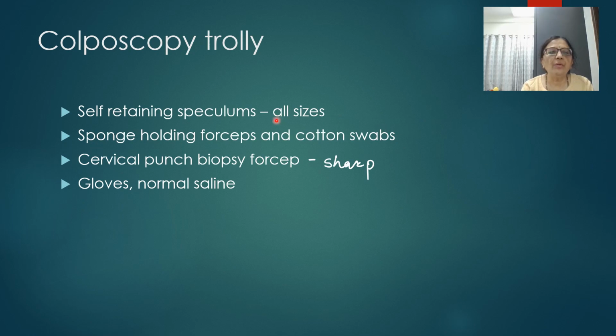On the trolley, we need to have self-retaining speculums, Cusco speculums of all sizes. Sponge holding forceps and cotton swabs are to be there. Cervical punch biopsy forceps should be there, and remember that it should be sharp. Maintenance of this biopsy forceps is very important, as with continued use it can become blunt. When it becomes blunt, the destruction of the cervical tissue is more when the biopsy is being taken. A larger area gets affected and the patient gets more pain, and that is the reason it should be sharpened intermittently. We also need gloves and normal saline.